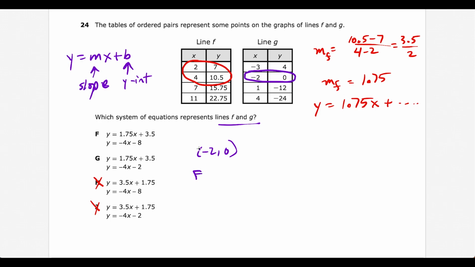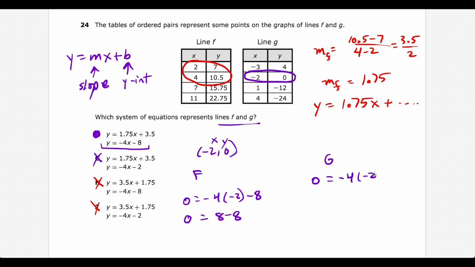So let's say we take choice F, and we have an x value of negative 2 and a y value of 0. If we were to plug into this equation here, we would have 0 equals negative 4 times x is negative 2 and then minus 8. And if we work this out here, this is going to give us 8 minus 8, which is definitely 0. But just to be safe here, I'm going to show you why G is no good. If we were to plug into the equation for option G here, we would have 0 equals negative 4 times x is negative 2, and then we tack on a minus 2, and this will tell you that 0 equals 8 minus 2. So 0 is equal to 6, which is not true. That's why choice G could be eliminated, and F is definitely our answer choice.